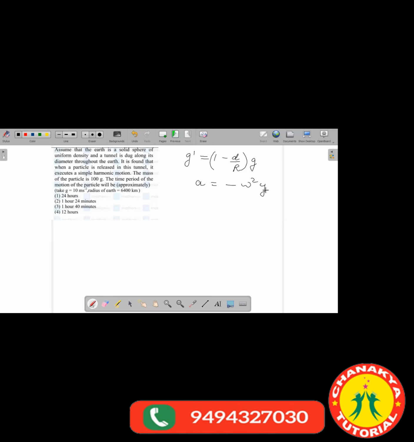Sir, you're on mute. See, we have acceleration given by the formula: acceleration equals minus omega squared y. If I want to find out the time period, this is our equation. Whenever you are supposed to find the time period or frequency for any SHM, you should be using this formula: acceleration given by minus omega squared y or minus omega squared x.